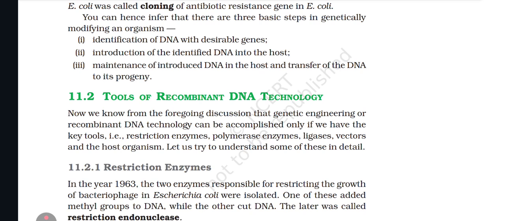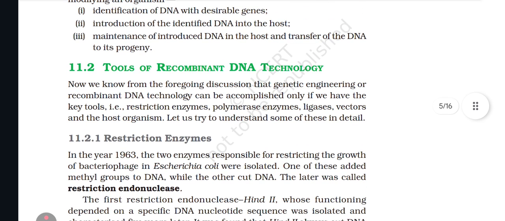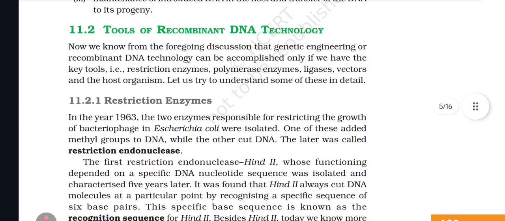Now, we know from the foregoing discussion that genetic engineering or recombinant DNA technology can be accomplished only if we have the key tools, that is restriction enzyme, polymerase enzyme, ligase, vectors, and the host organism. Let us try to understand some of these in detail.